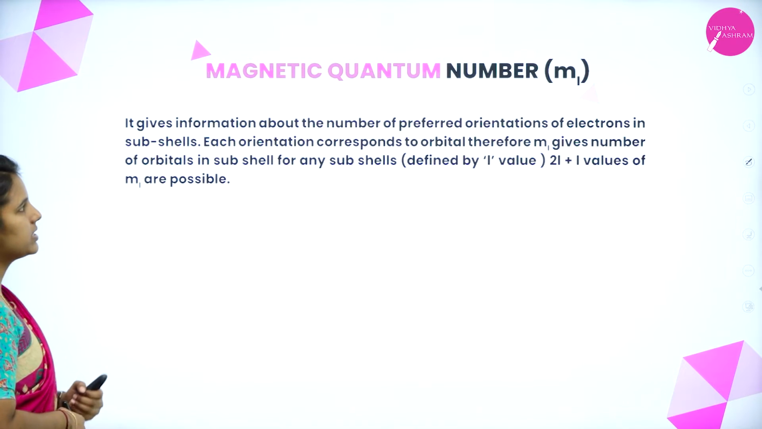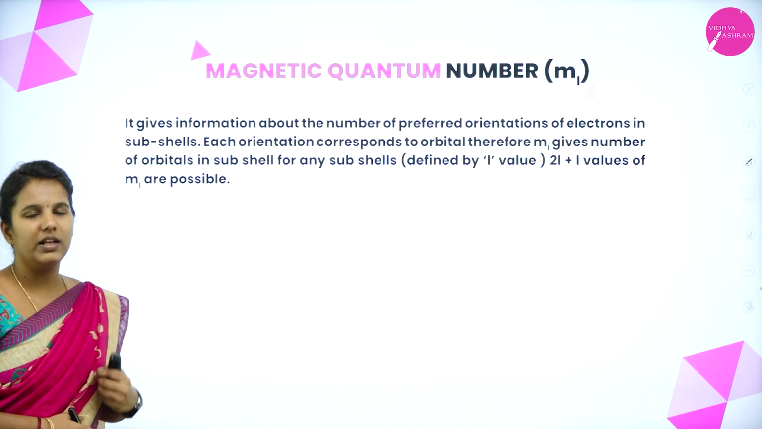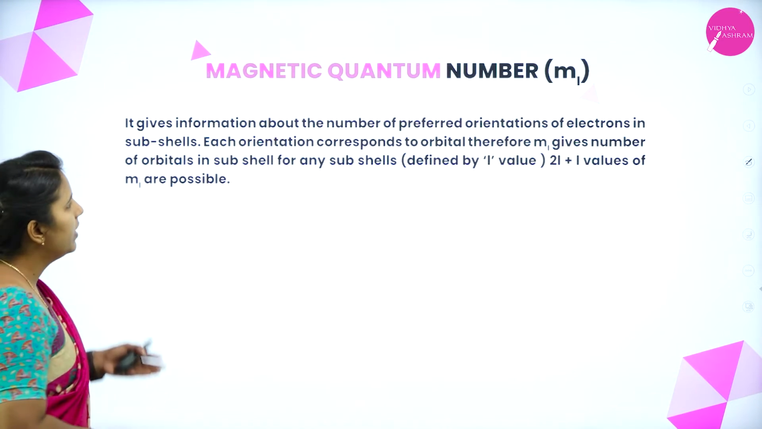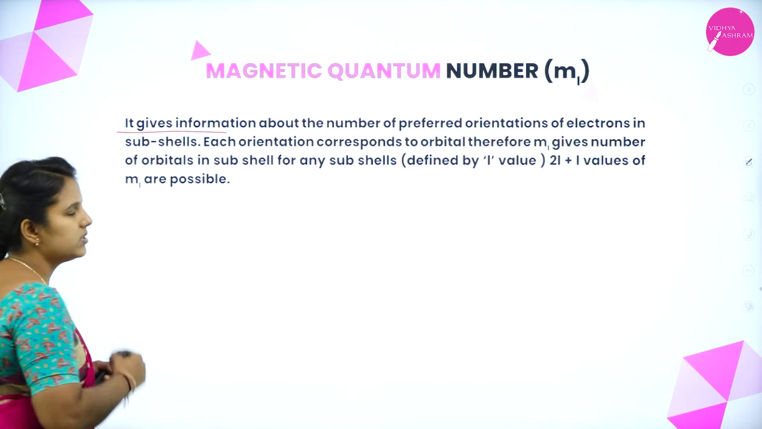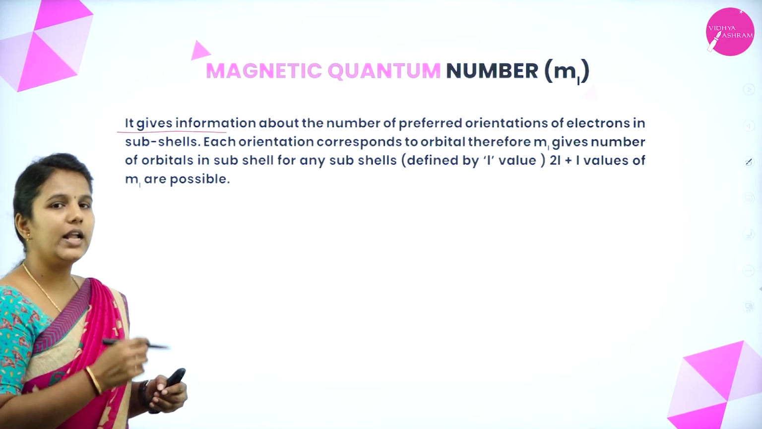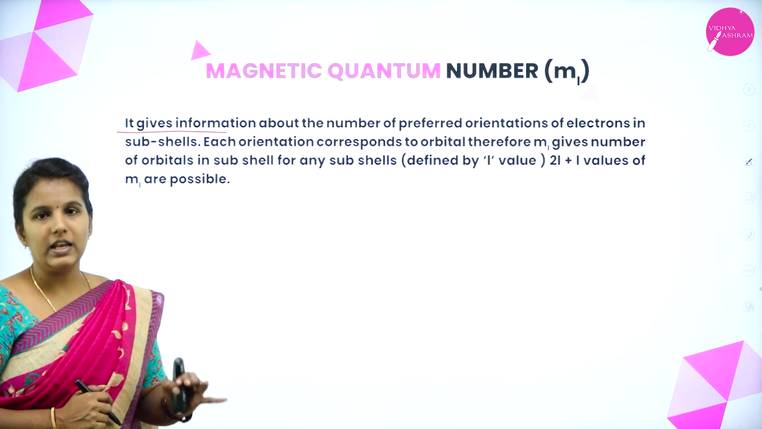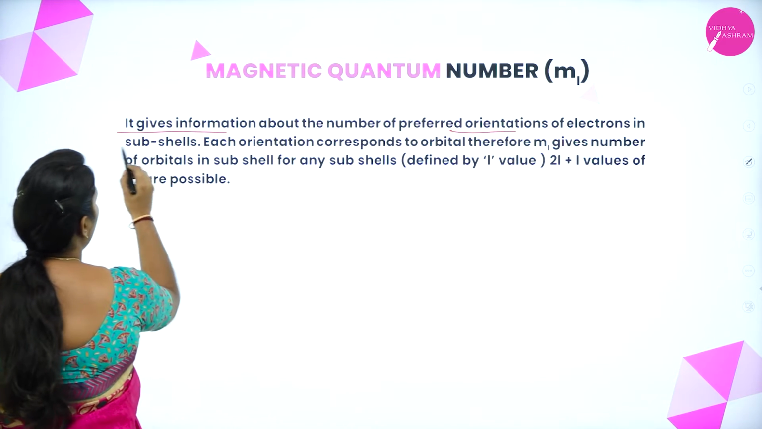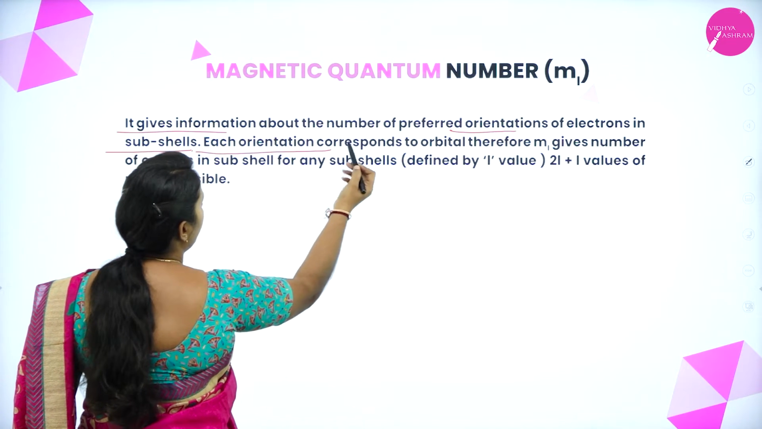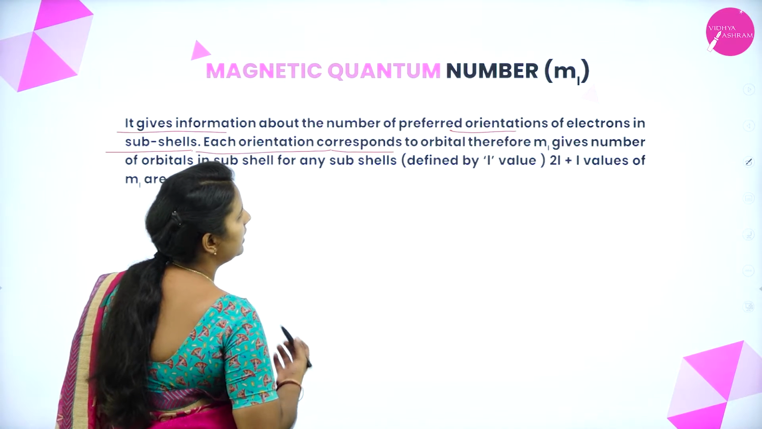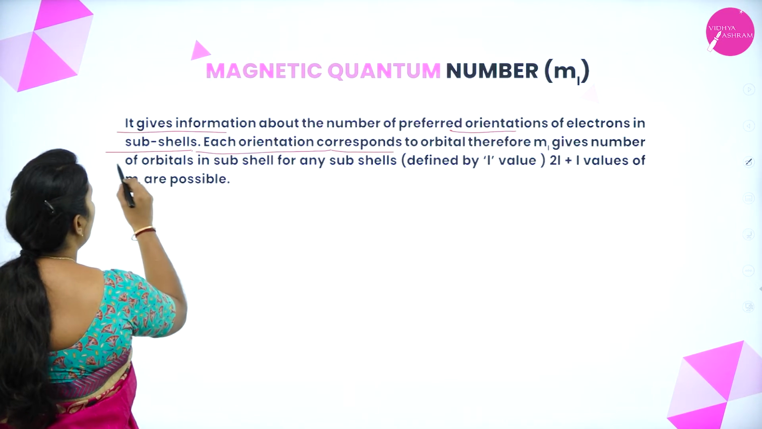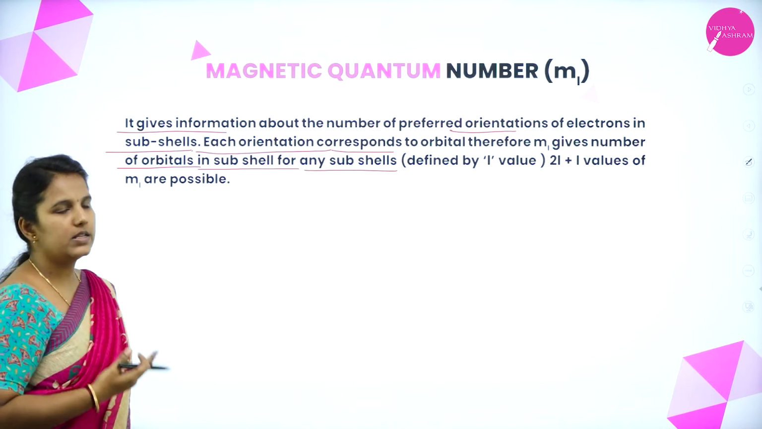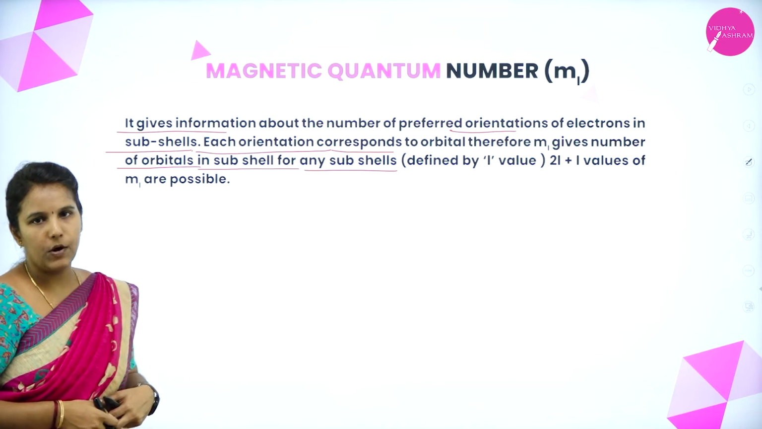Now let us move on to the next one, the magnetic quantum number, which is also represented as M or ML. This magnetic quantum number gives information about the orientations of the electron in a particular subshell. Each orientation corresponds to an orbital, therefore ML gives the number of orbitals in a subshell. For any subshell, 2L plus 1 values of ML are possible.